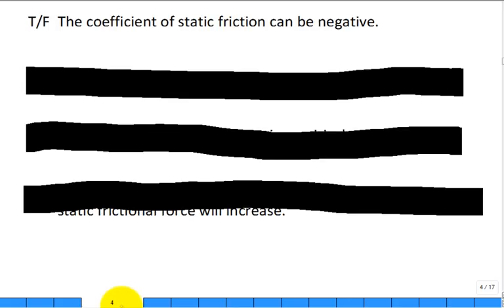First clicker question. The coefficient of static friction can be negative, either true or false.